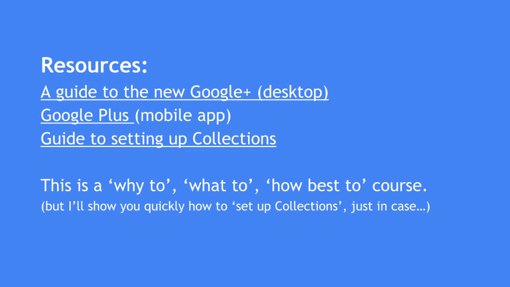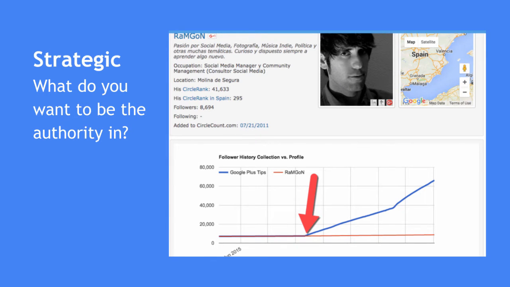But what we're going to do is begin with some real practical, just in case you haven't got this yet, information. In the document that you'll have alongside this course, there's a guide to the new Google Plus desktop. There's also a mobile app video, and there's a guide to setting up collections. The reason I'm giving you this a bit like a fire hose, rapid fire set of information, is that this is a why to, what to, and how best to course more than it is showing you all of the functionality. However, I will show you quickly how to set up collections just in case you haven't got that information, but realize you've got extra resources available to take you through anything you don't know as well. There we go. Okay, let's now kick into strategy.